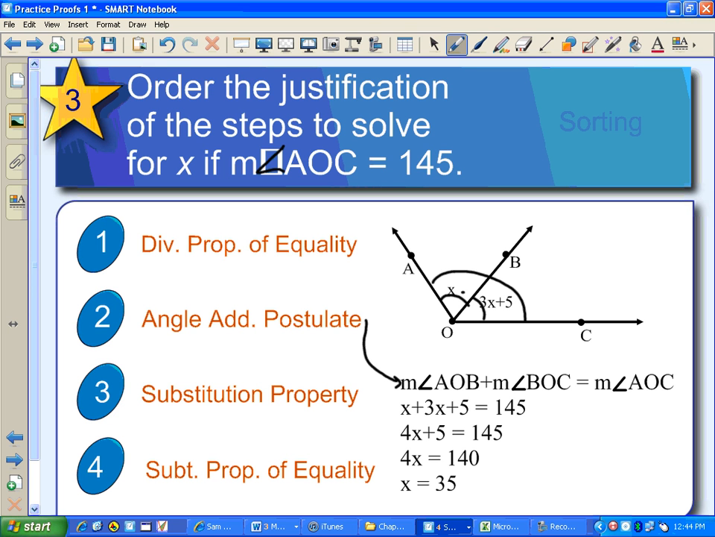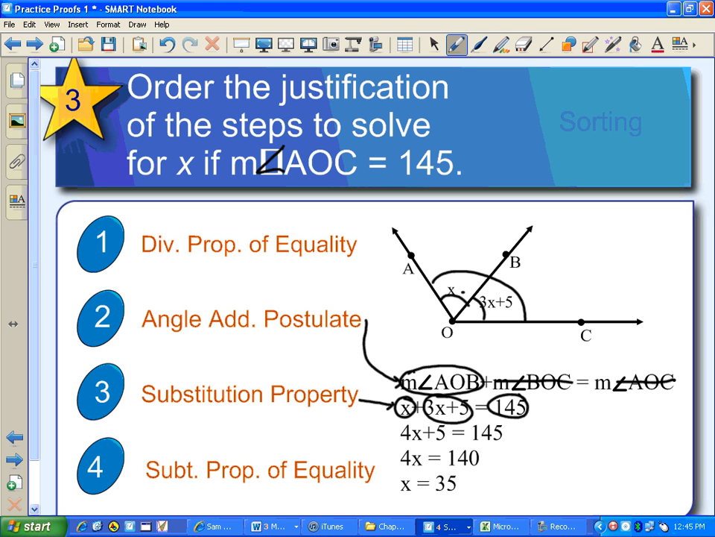This next one, I've removed this, and in its place, x has moved in. Okay, so this is exactly what it seems like. I'm taking something out, putting something in its place. I'm substituting x in for measure of angle AOB. That's the substitution property. Okay, like the same thing, I'm substituting 3x plus 5 in the place of this. I'm substituting 145 in the place of this. That's all substitution property.